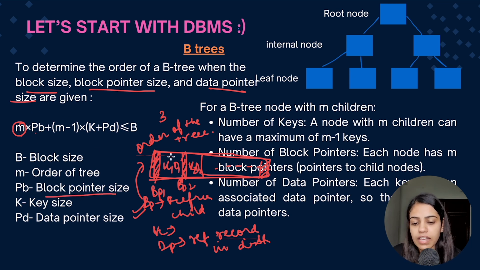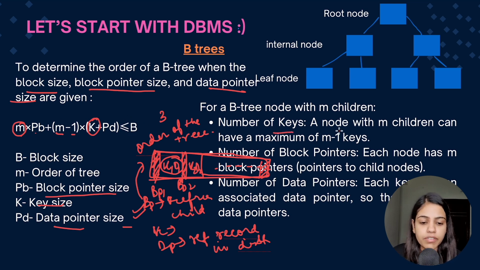Now coming to the key as well as data pointer. Key and data pointer are always 1 less than the order of the tree, because there are some block pointers and there are some keys and data pointers, and keys and data pointers are always 1 less than the block pointer. So it will be M minus 1, that is order minus 1, into K, where K stands for key and PD stands for the data pointer size. So we will add this key and data pointer size together and then multiply it with M minus 1, that is order minus 1, and that should be less than the block size.